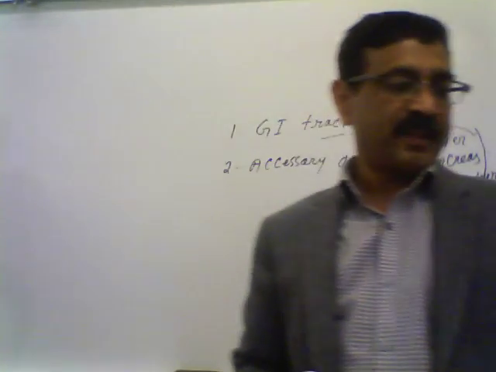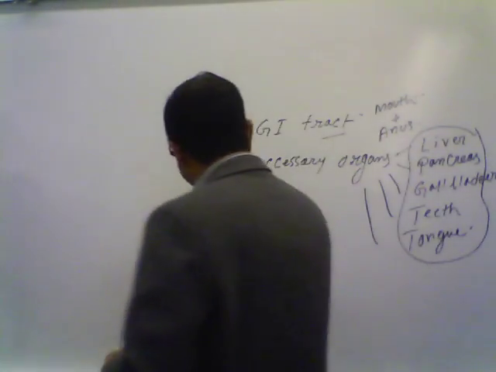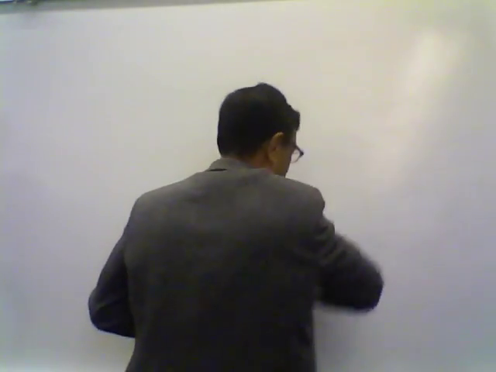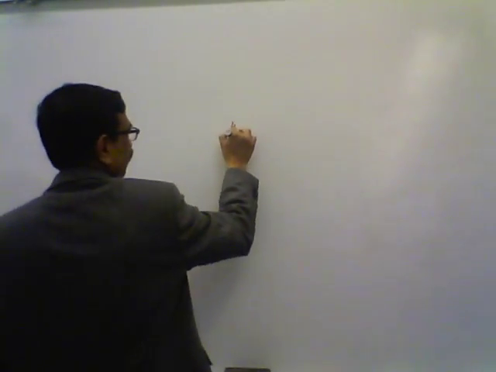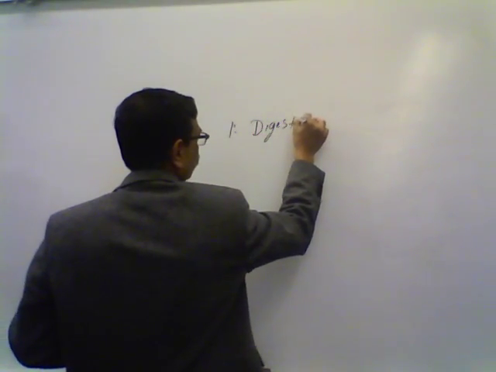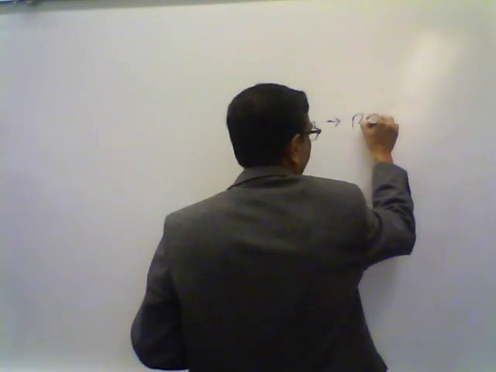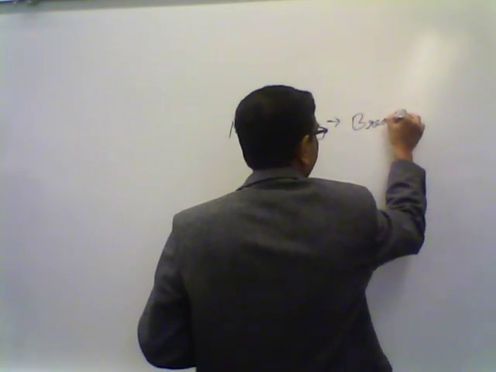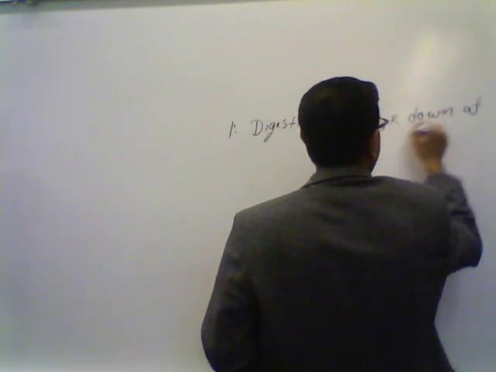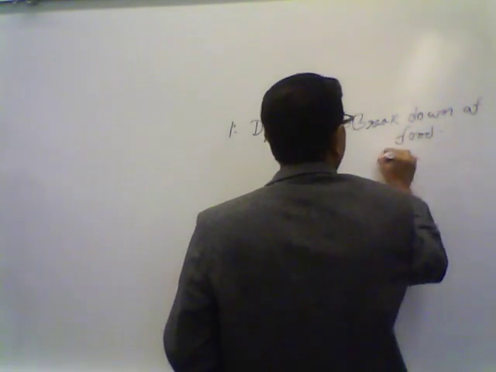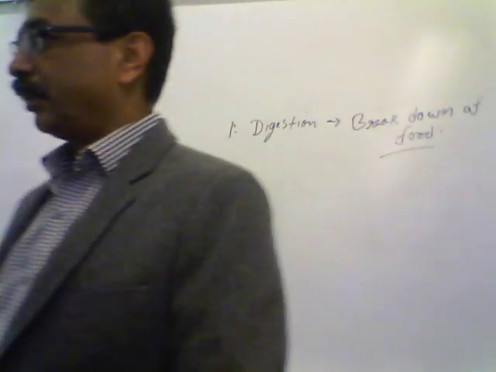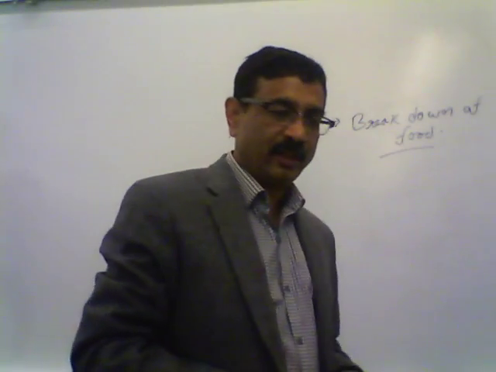Functions of the digestive system. Since this system is called the digestive system, number one function is digestion. Digestion is the breakdown of food. Okay, the process of the breakdown of the food is digestion.